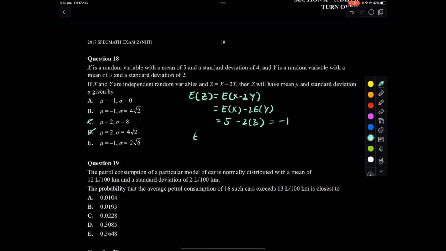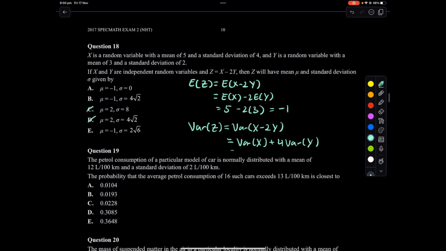Now we just need to find the standard deviation, which we can do by finding the variance of Z, which would be the variance of X minus 2Y, equal to the variance of X plus, this constant gets squared, so plus 4 times the variance of Y. And what's the variance of X? Well, it's just going to be 4 squared, which is 16, plus 4 times your variance of Y, which is 4.